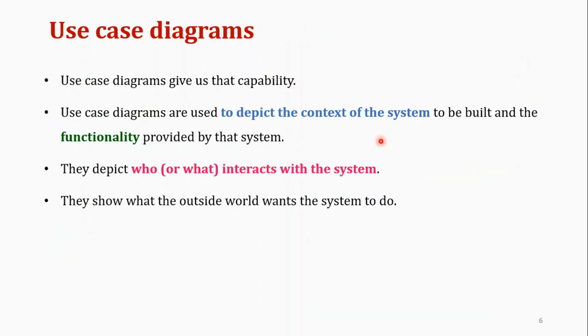Use case diagrams are used to represent the context of the system and the functionality offered by the software system. So what it is, what it is used for, and its working is what is given by the use case diagram. Generally, how users can interact with the system. So what are all the ways a user can utilize the system? That is what the use case diagram shows: who or what interacts with the system, and what the outside world actually wants the system to do.